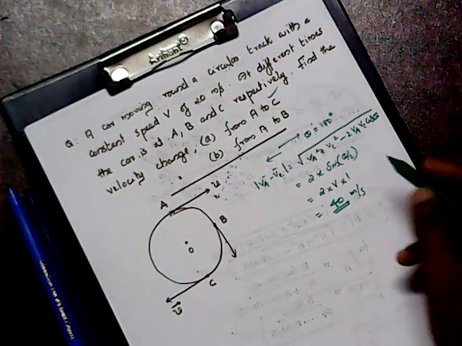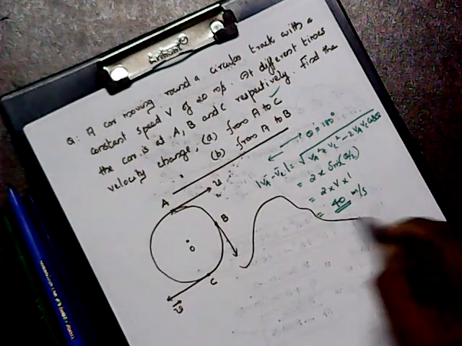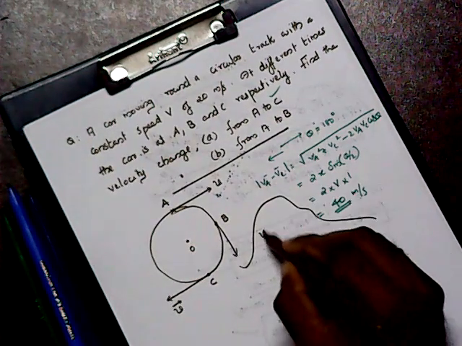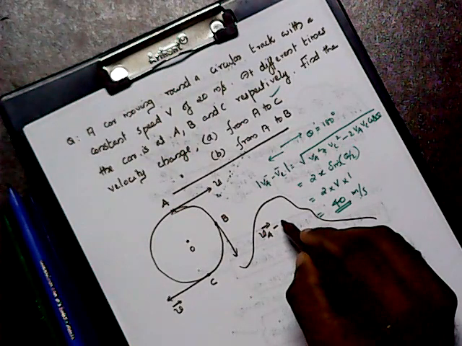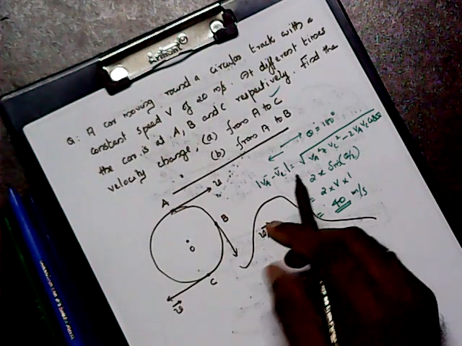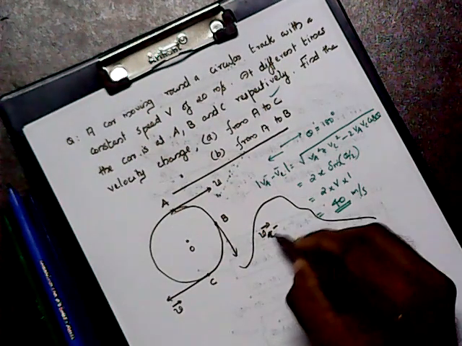But how can we find the direction? Carefully watch this concept. It is very, very important. Fundamentally, we need to find the velocity change from A to C. So VC minus VA.